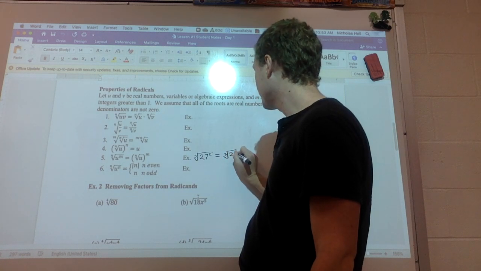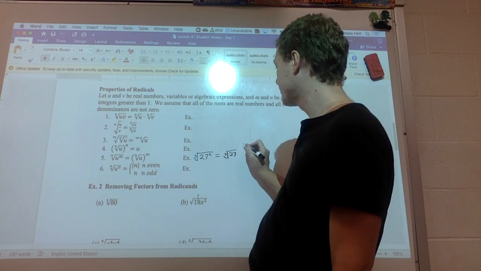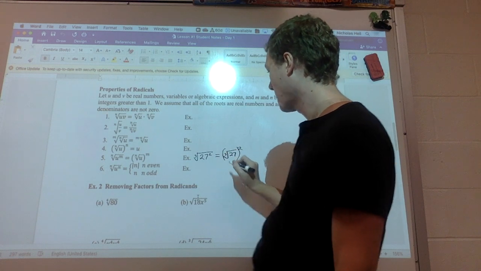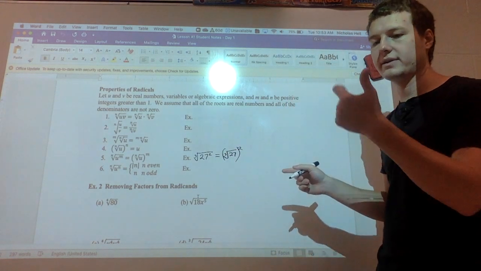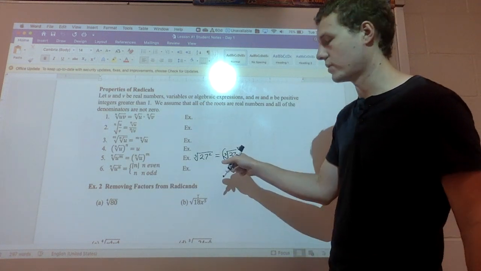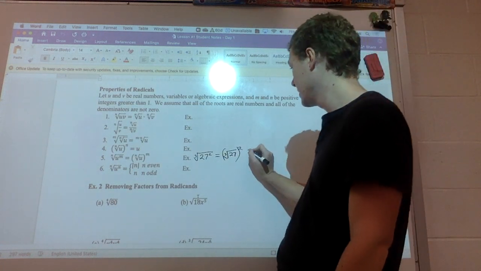If we swap it, it's going to end up being the cube root of 27, and then we square it all. Well, the cube root of 27, we did that earlier. That's what times itself again is 27, and that ends up being 3.